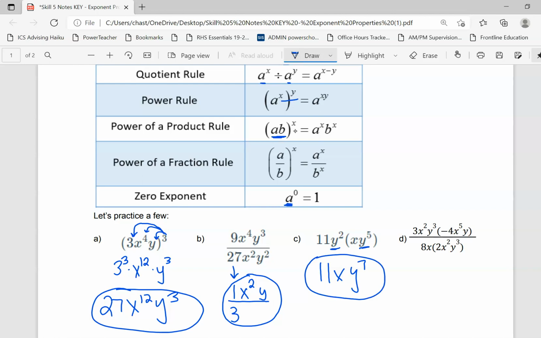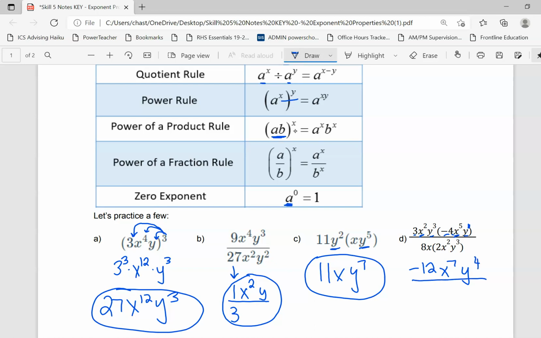Part D, we're going to apply a couple properties. On the numerator, we're just going to apply the product property. So 3 times my negative 4 gives me negative 12. X squared times x to the 5th, add the exponents, you get x to the 7th. Y to the third times y. Remember that y is an exponent of 1, so that will be y to the 4th.